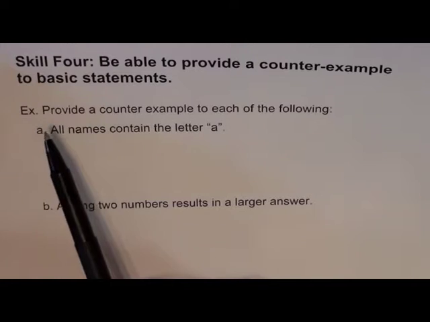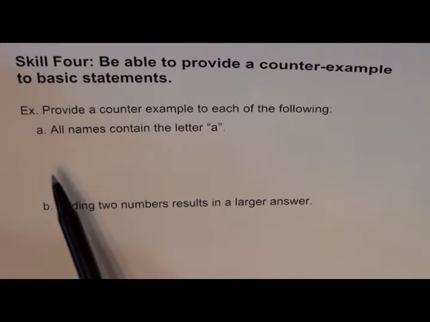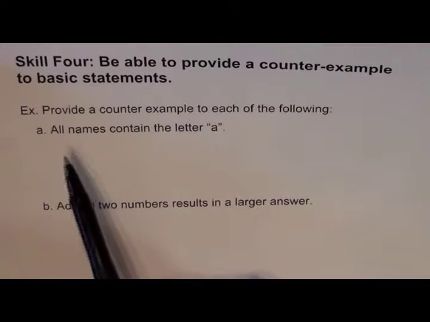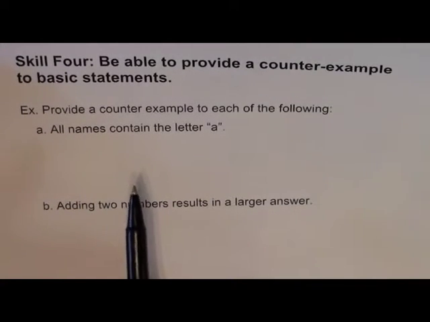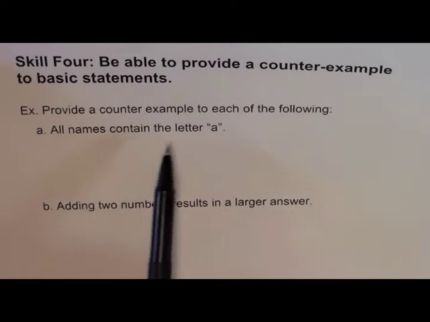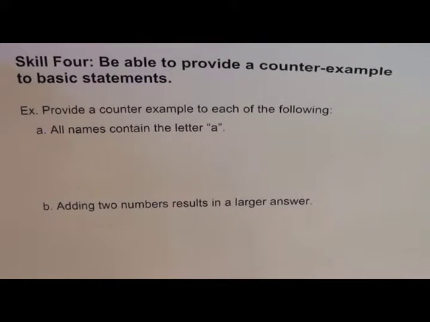So the example here: provide a counterexample to each of the following. Part A. All names contain the letter A. So what we have to do here is find a name that does not contain the letter A. So think for just a moment. I usually check my own name first. Unfortunately, my first name does contain the letter A, so that won't work.